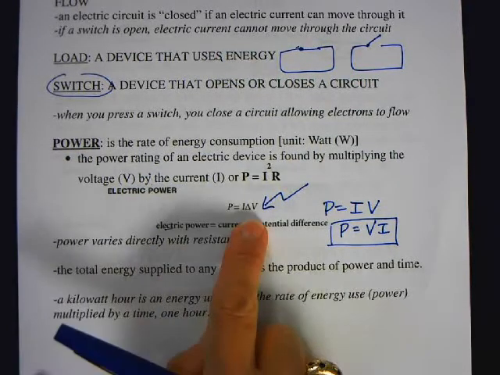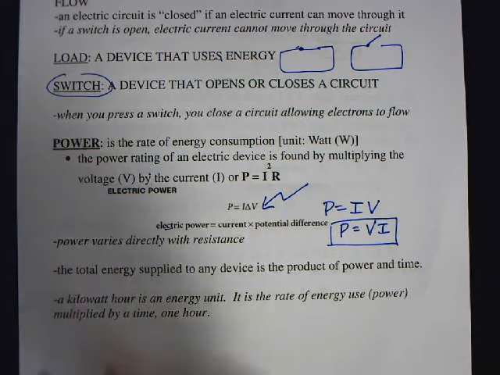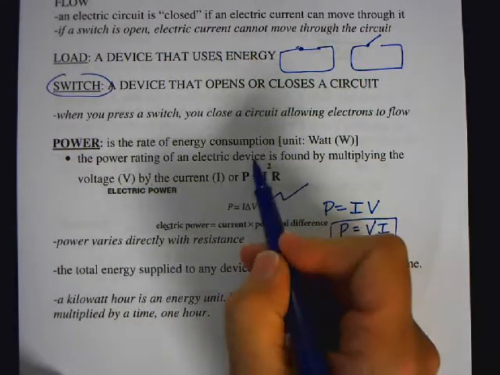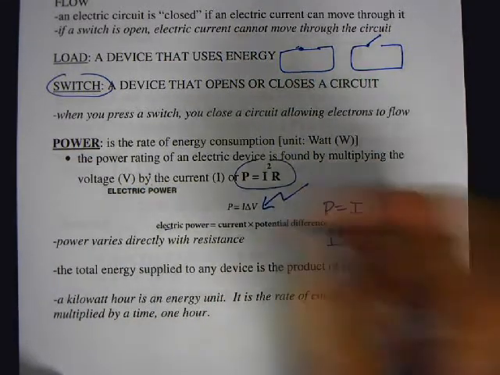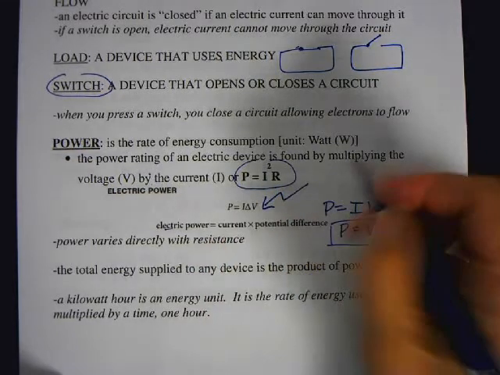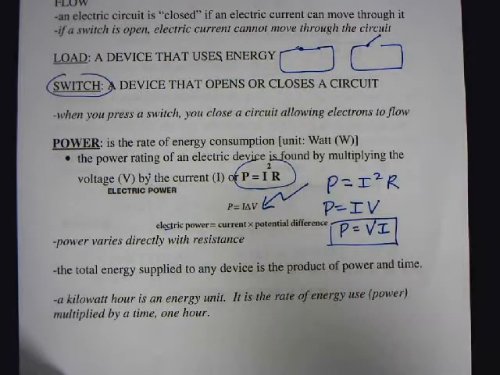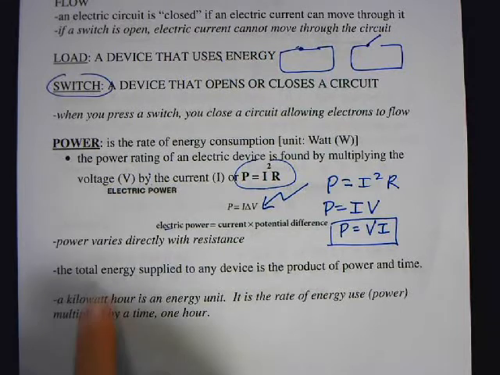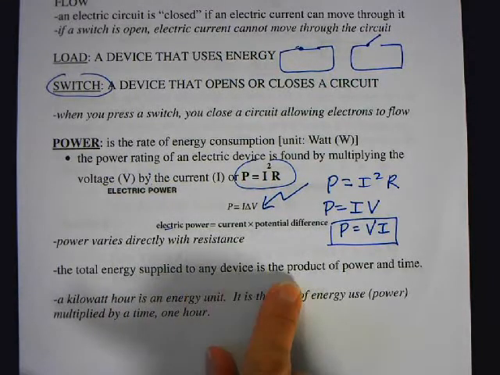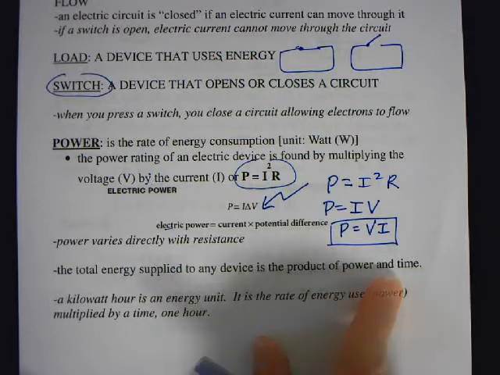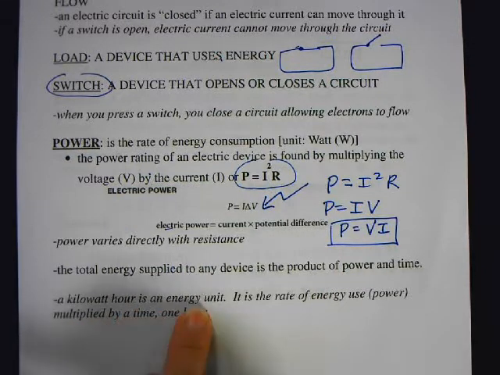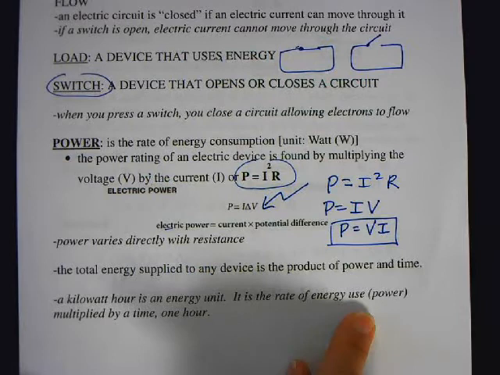When you look at the equation, you can see that power varies directly with resistance. Power can either be I times V, or power can be I squared times R. And we'll talk about how we got all that in a second as far as deriving the units. The total energy supplied to any device is the product of the power and the time, and a kilowatt hour is an energy unit. So again, it's the rate of energy use.